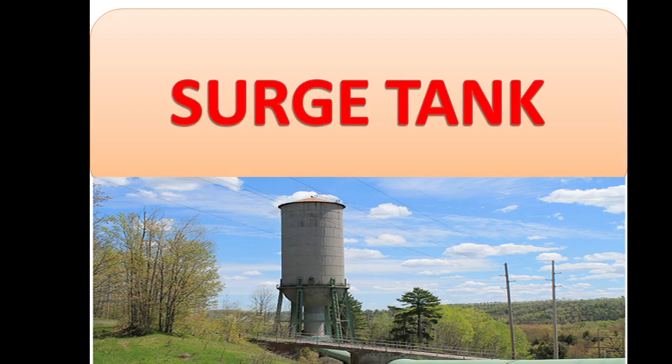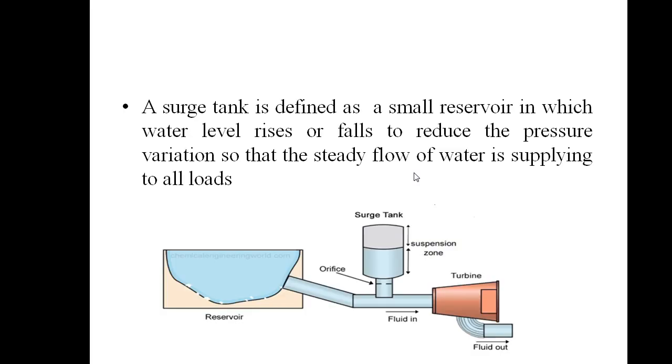Next we are discussing what is a surge tank and different types of surge tank. So what is a surge tank? A surge tank is defined as a small reservoir in which water level rises or falls to reduce the pressure variation so that the steady flow of water is supplied to all load. That is, when a sudden closure of valve happens, sudden reduction of rate of flow in the penstock will occur.